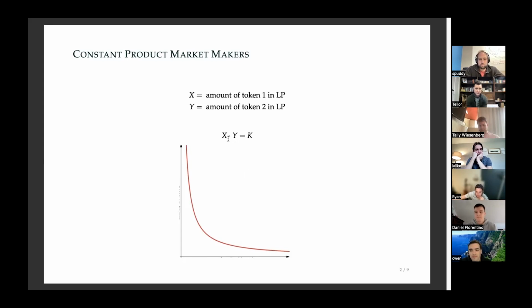So then do you have to set K when you deploy this thing? That was my question. I don't think so, right? In the most basic form, K is just determined by how deep the liquidity pool is. Oh, right. So K actually changes. It's sort of a constant, but it's a constant given a certain amount of liquidity, right?